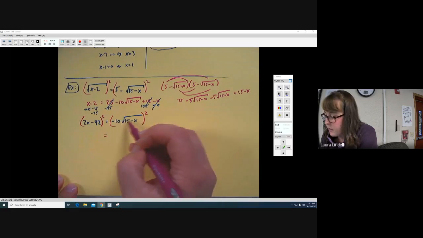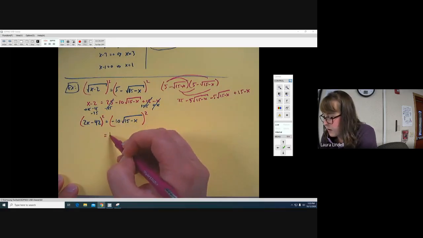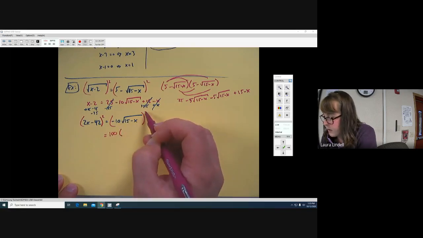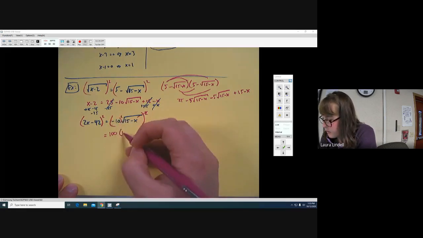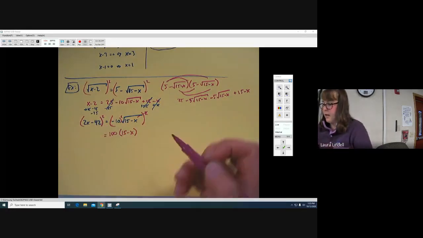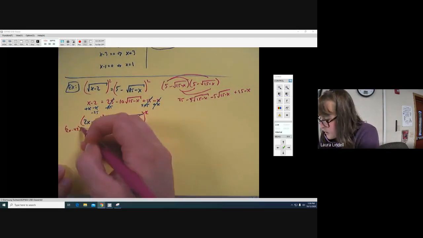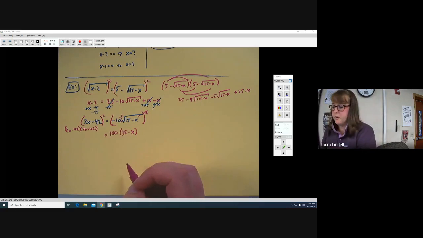So remember, when you have two things that are multiplied and squared, you have to give the square to both of them. So negative 10 squared is 100. The square root of 15 minus x squared, those just cancel. So we are left with 15 minus x right there. And then over here, we do have to multiply 2x minus 42 times 2x minus 42. Which is super fun to multiply.